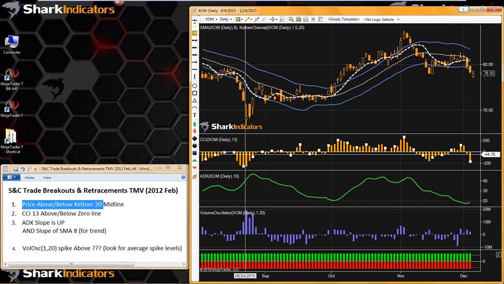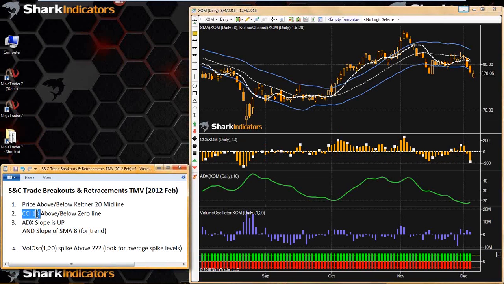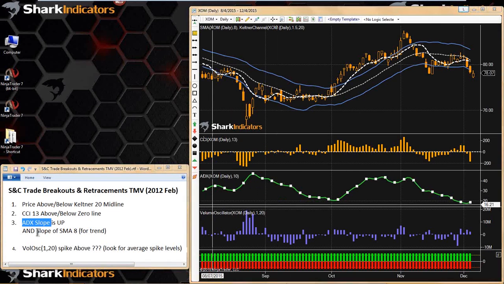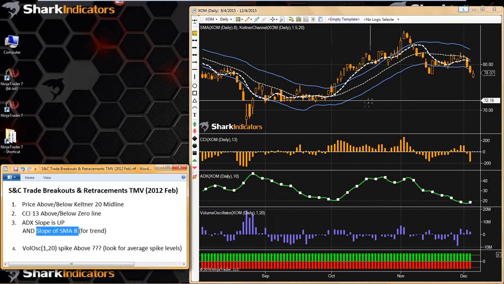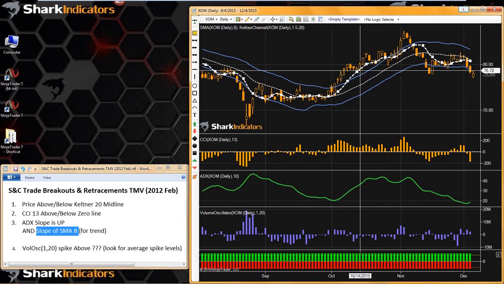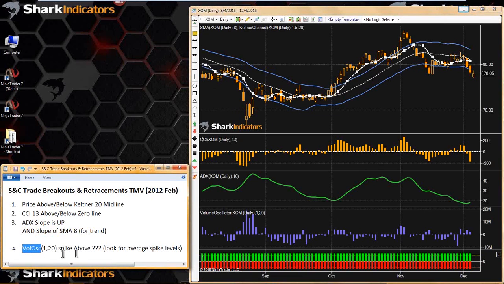And then we have the CCI here in orange. So that's rule number 2, the CCI in orange. And then the ADX is right here in green. And also the slope of the SMA 8. So the SMA 8 is the thicker white line up here on price, right? The thicker dashed white line. And then we have the volume oscillator.